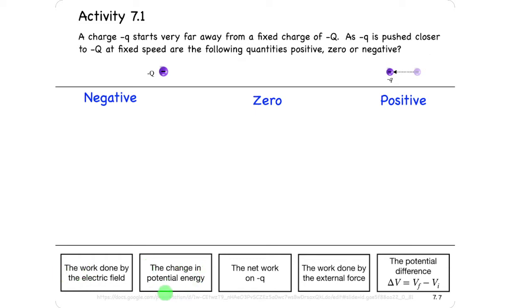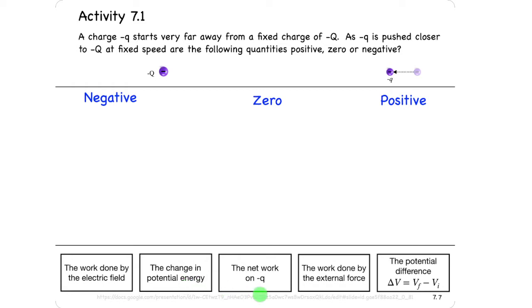How about the change in potential energy? Yeah, it would be positive. Okay, why do you say positive? As you bring it closer, the potential energy should increase. Okay, because it's taking work to bring it closer. You can also note the work done by the electric field is always opposite the change in potential energy. So if one was negative, the other one was going to be positive. It's hard to push them together, just like it's hard to lift something up, because we're increasing the potential energy.